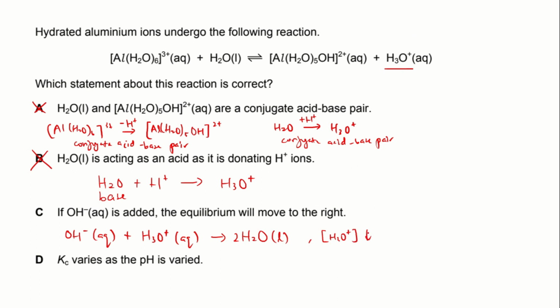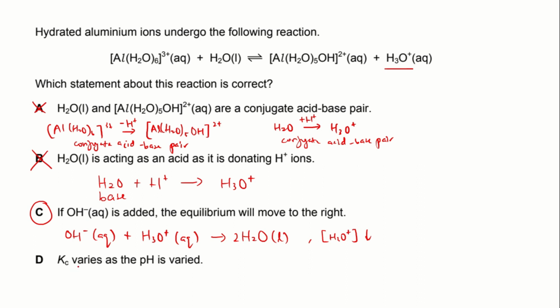When concentration of hydronium ion in the equilibrium is reduced, equilibrium will move to the right-hand side to increase the concentration of hydronium ion in the equilibrium again. So statement C is correct. Now let's look at why statement D is not correct.